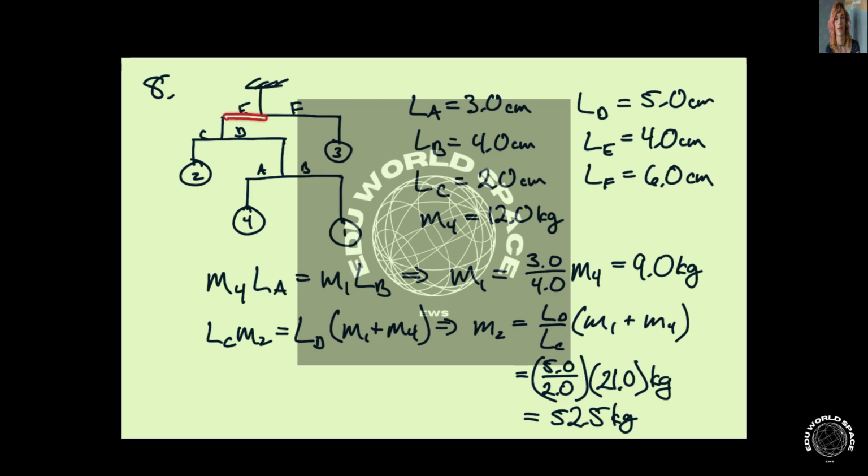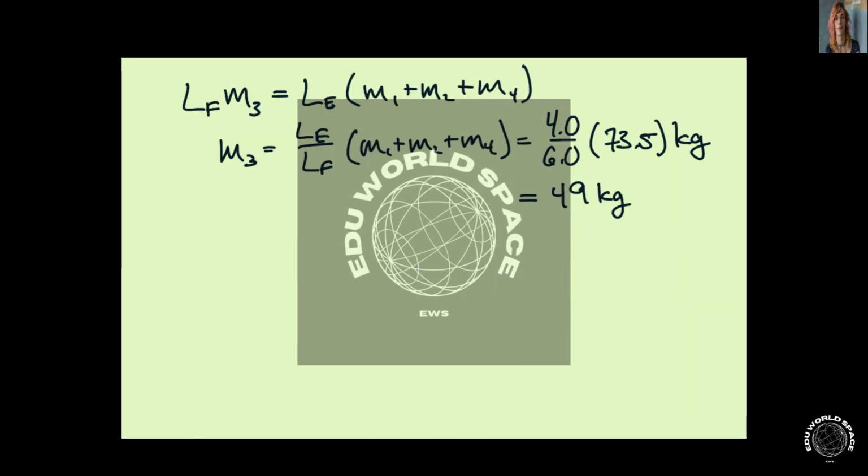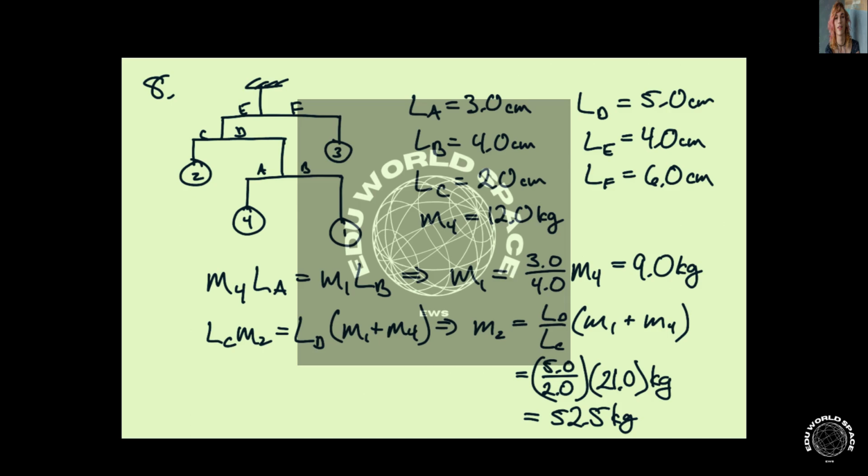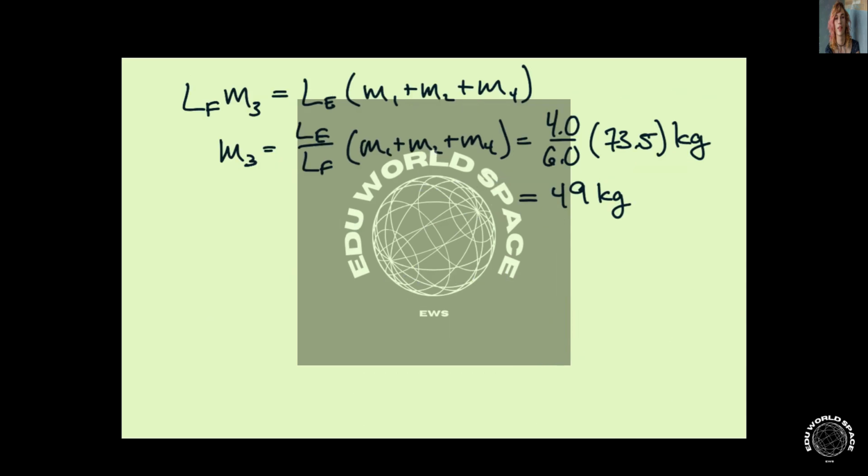And finally, we can look at this bar here and take moments about this point. When we do that, again there's a G in here that I've canceled out. LF times M3 must equal LE times the total weight of everything, the tension in this string, which must be the total weight of all of the things underneath it. So that's M1 plus M2 plus M4. We know everything in here now except M3, and we can solve for it, and we get that it's 49 kilograms.